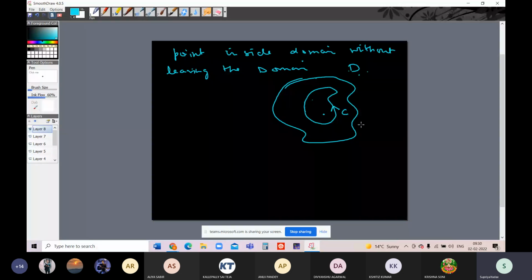In simple words, for example, suppose we have a piece of paper, and in this piece of paper there is no hole. If there are no holes, then this paper is called a simply connected domain.